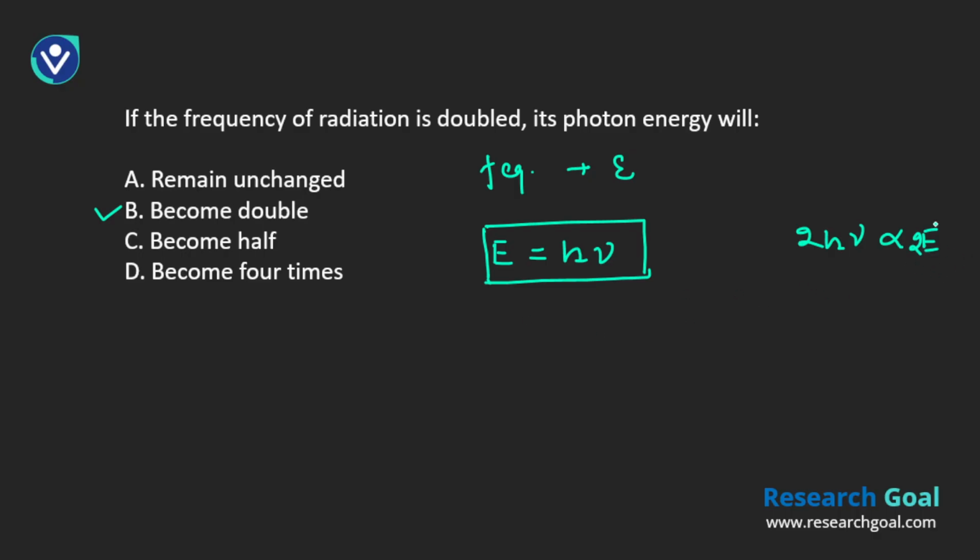So that means energy is going to increase if you increase the frequency. So that means nu is directly proportional to E. And if you double it, it's going to become double. So that is why this option is correct. So obviously all other options are incorrect. It's not going to become half. It's not inversely proportional. It is not going to remain unchanged, or it's not going to become 4 times, right? So because of this particular equation, you will understand the relationship between frequency and the energy.